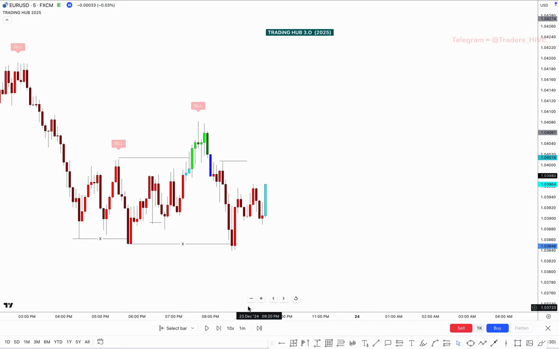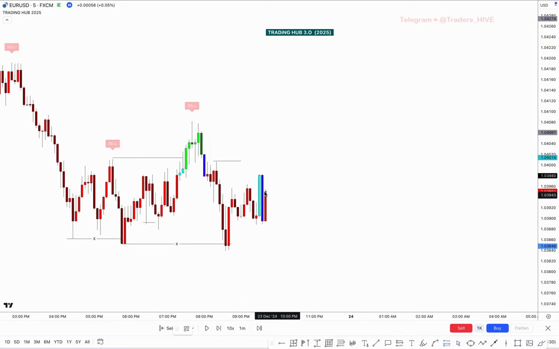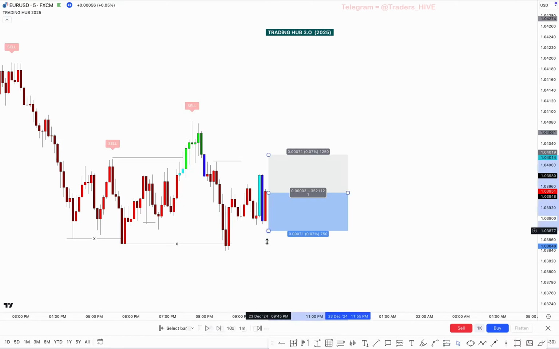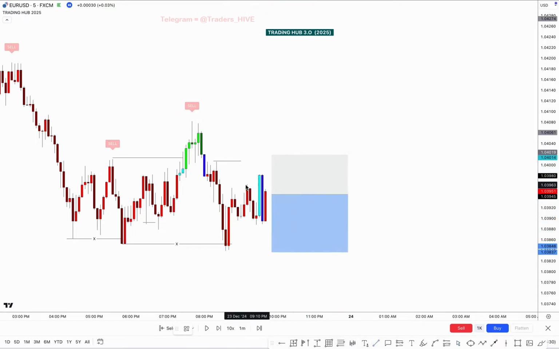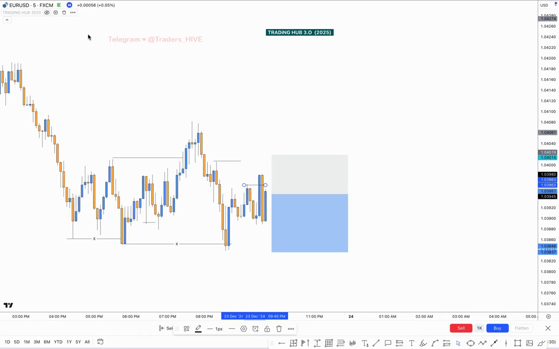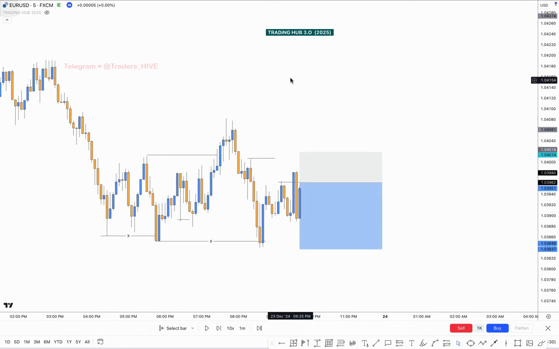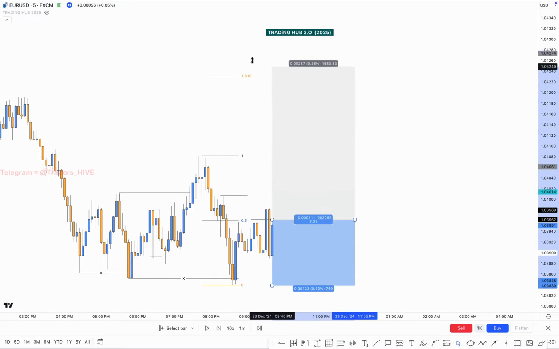Okay, so let's see what happens next after this one. Price closed above it, so we can plan for the buy and put the stop loss just below the low, because the market closed above it. Okay, let me disable this one, and we can plan here for the buy, put the stop loss just below it. And where is the target? The target is the Fibonacci 1.61 final target right here.